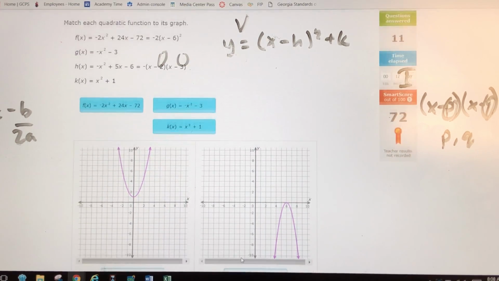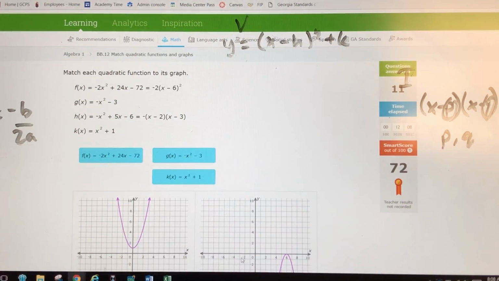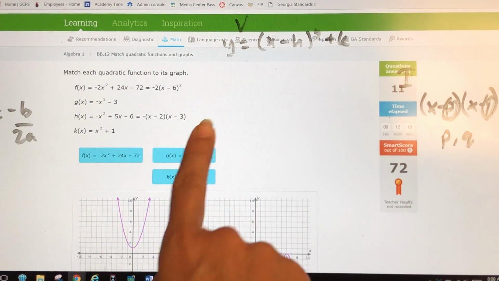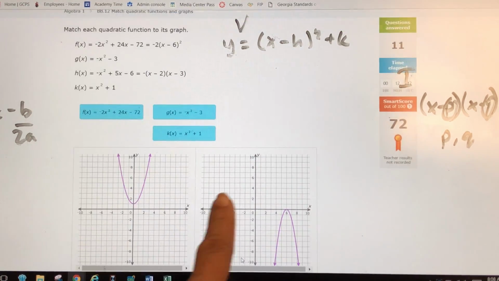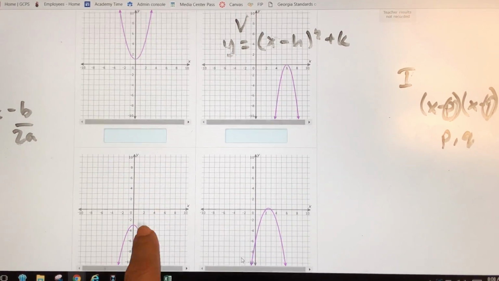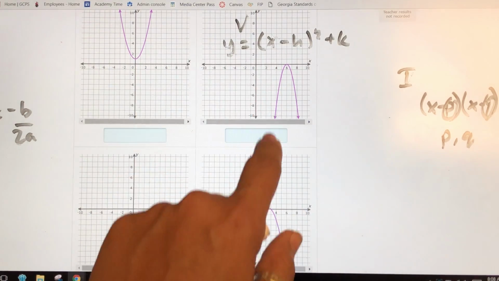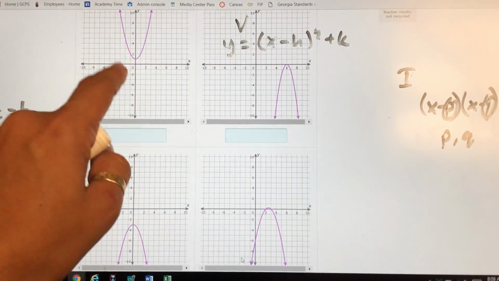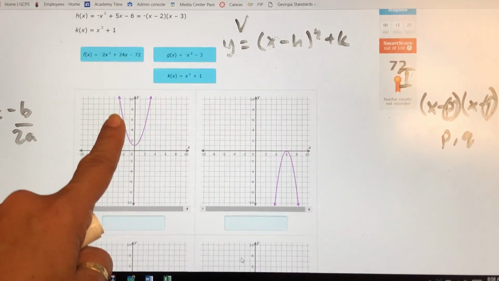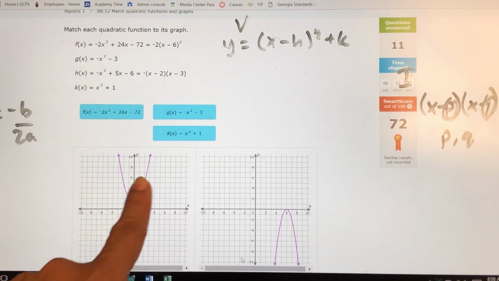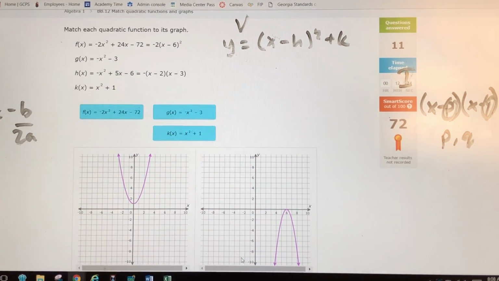Okay. Other thing I can do, so I've already done this one. All right, other thing I can do is I can see that there are 3 that open downward, and 1 opens upward. So let me look for this positive one. Which one is positive? That's negative, negative, and positive. See, that way I don't have to do so many questions. Okay, so that one's positive.